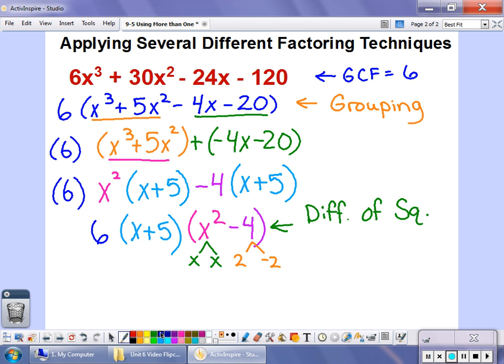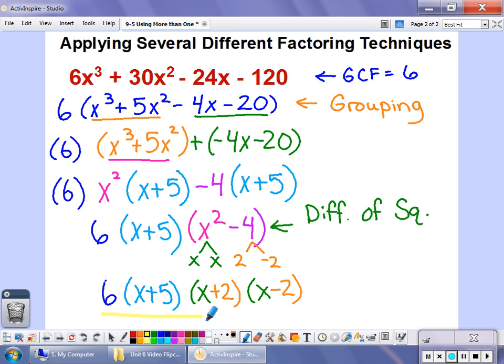So my final factored form has my original GCF. It has this x plus 5. And then it's got this difference of squares, so I'm going to have an x plus 2, and I'm also going to have an x minus 2. And that's my final factored form. 6 times x plus 5 times x plus 2 times x minus 2.